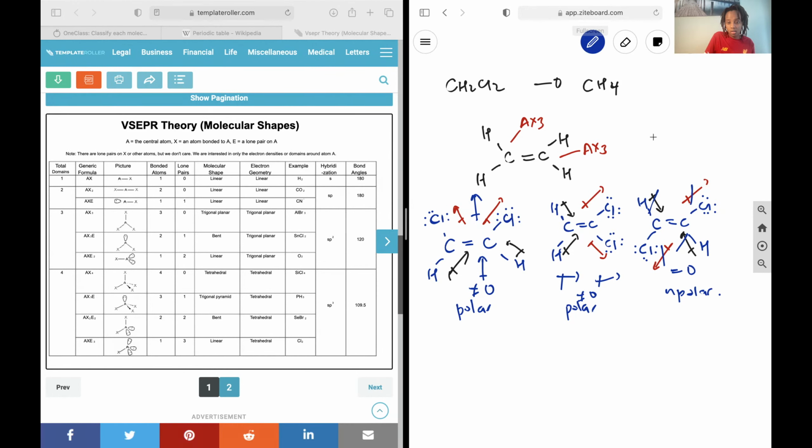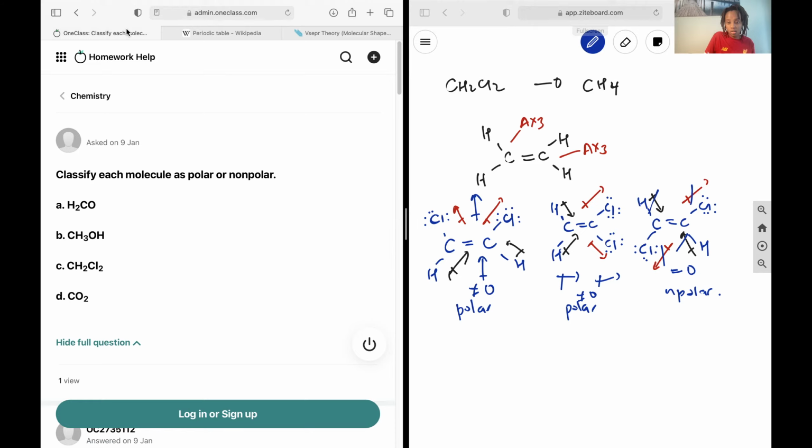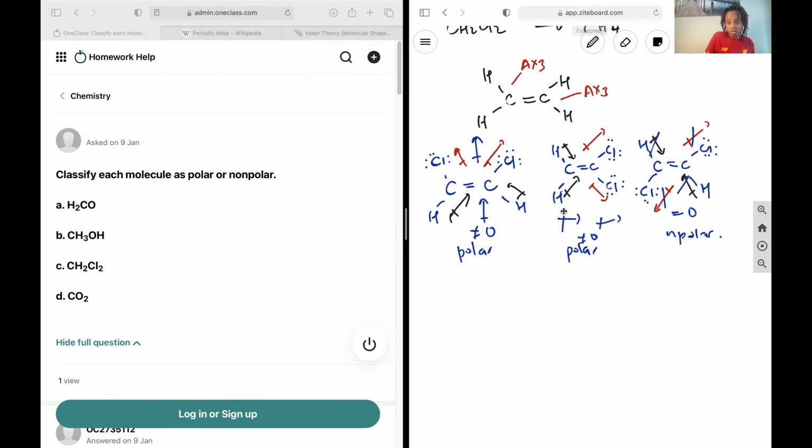And so depending on which of these 3 versions you have of CH2Cl2, you'll get a different answer for whether it's polar or non-polar. But if you're asked, draw them all out and label each individual one as polar or non-polar.